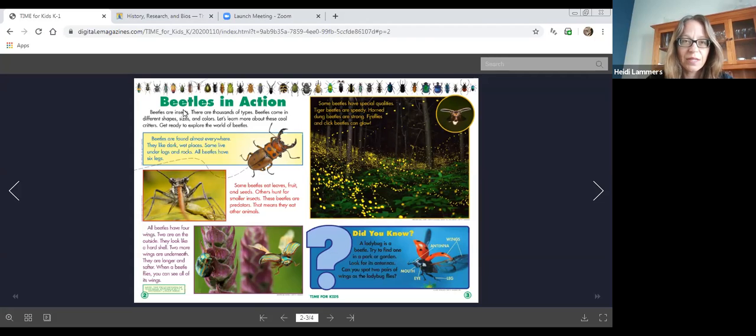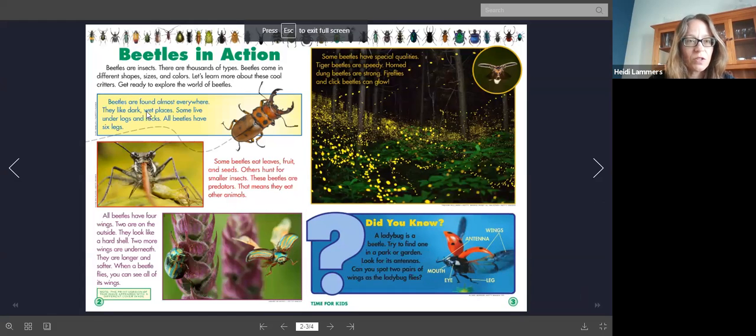Okay, I'm going to go up to the title of this page. Remember, I want you to read with me. Do the best you can. Ready? Read. Beetles in action. Okay, I'm going to see if I can make it a little bit bigger for you, and I might even zoom in at some parts. Beetles in action. Action means movement, activity. So I think we're going to read about what beetles are doing, what they can do.